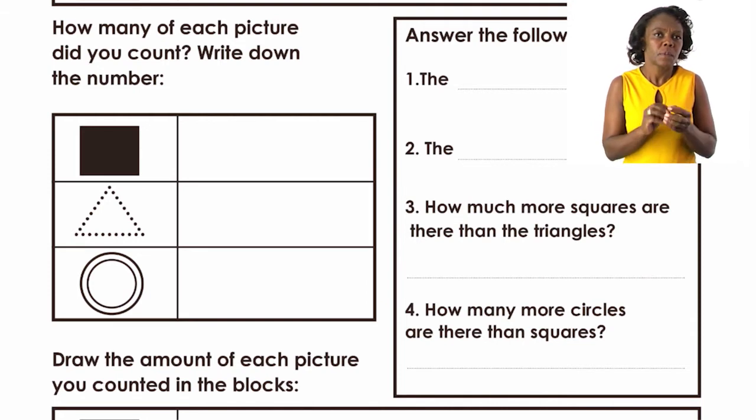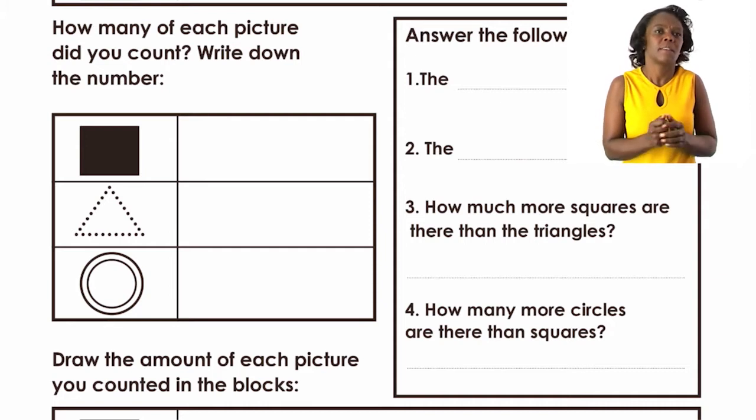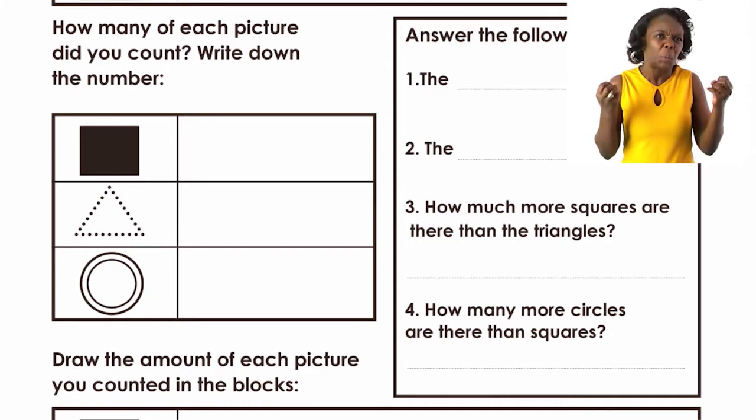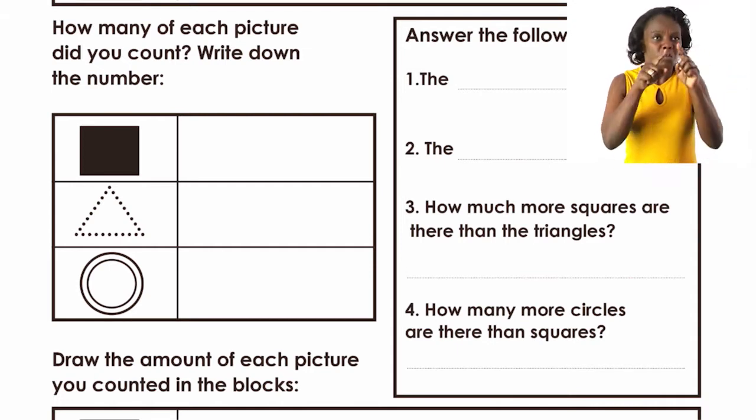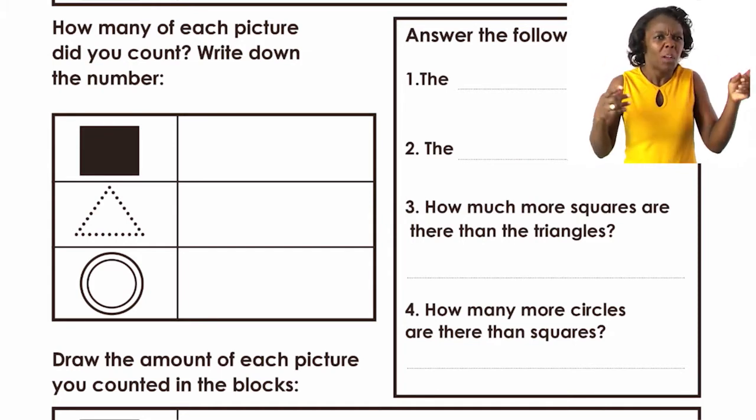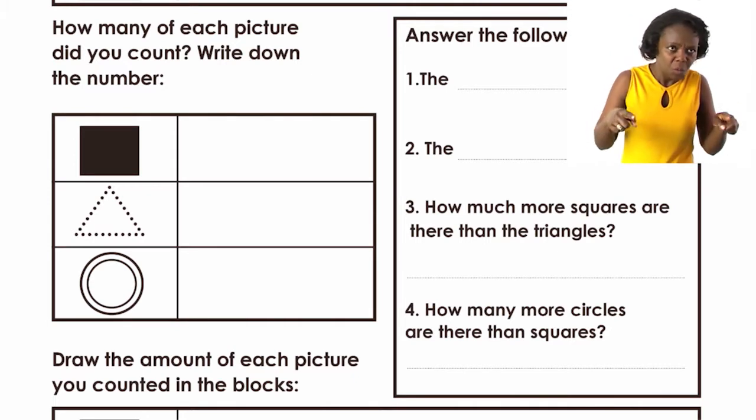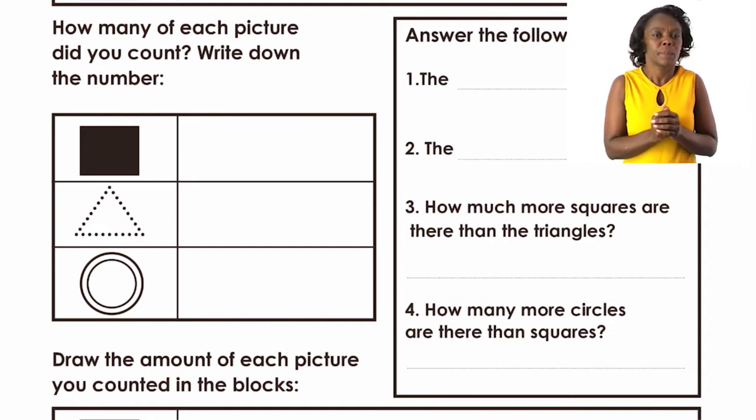Number 3, how many more squares are there than triangles? So now we are comparing the squares and the triangles. How much more are the squares than the triangles? What do you do there? What do you think we do there? You have to find out for me. I'm going to check on you tomorrow. And number 4, how many more circles are there than squares? You also compare the number of circles with the number of squares which are there. So find out for me. Think a bit. Scratch your head and find the answers there.